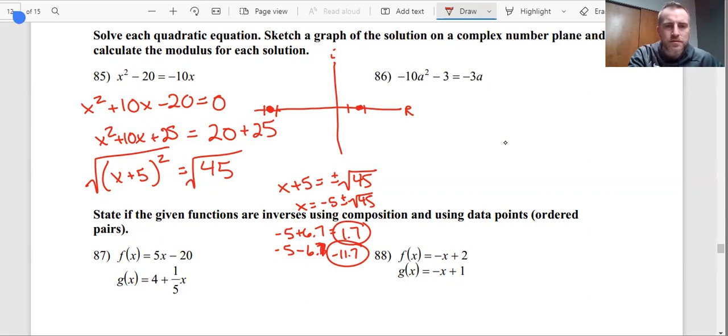And then the modulus, so for this one, it is 11.7 units away from the origin. It's not a squared plus b squared equals c squared. There is no b squared. There's no imaginary portion. So that was just 11.7 units away. No more negative, just a number. And the modulus for this one would be 1.7. Because it is also just on the real axis. There's no imaginary part.